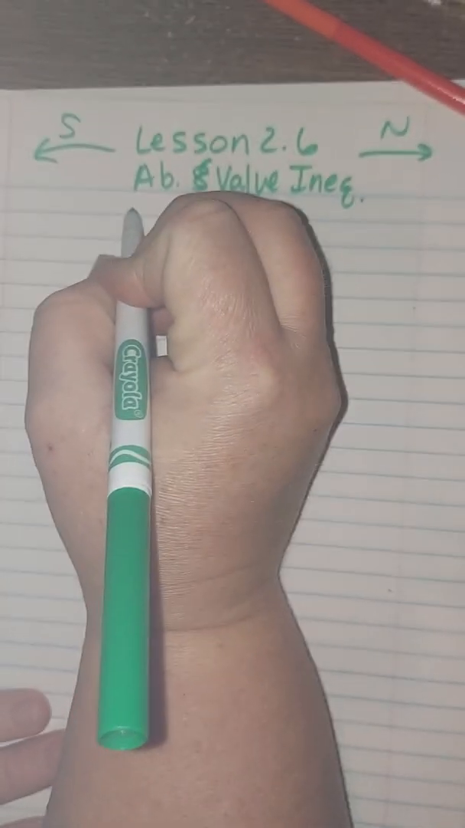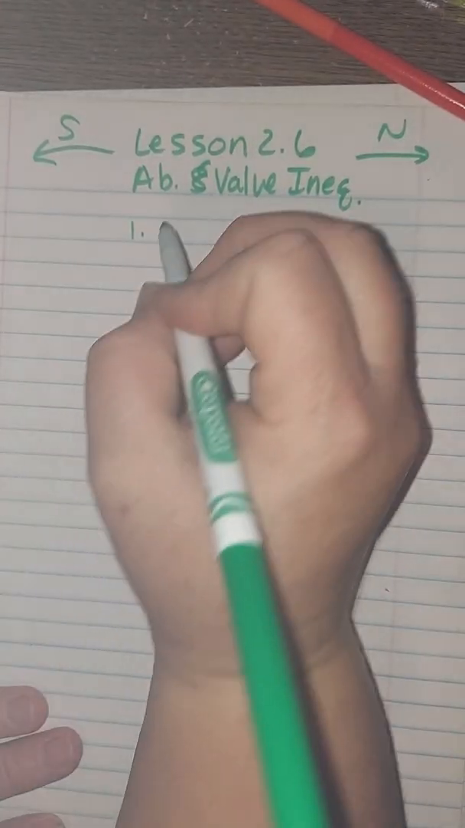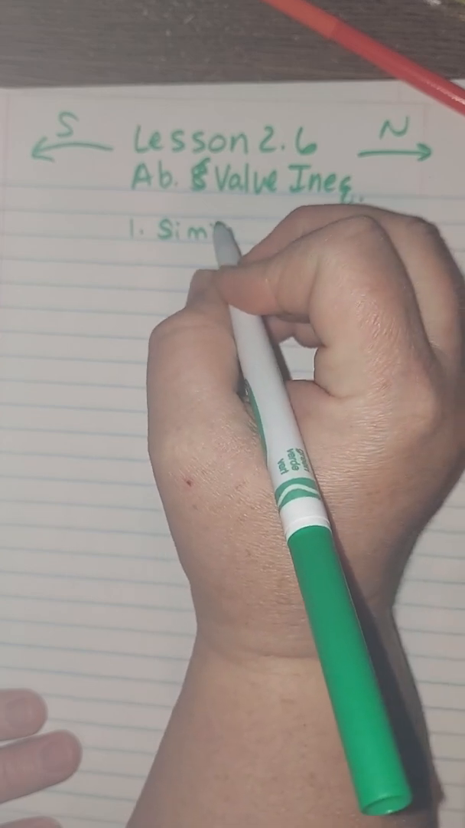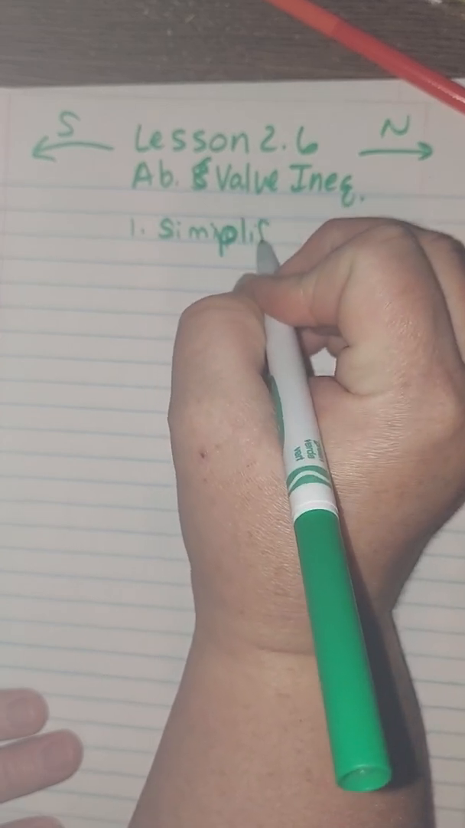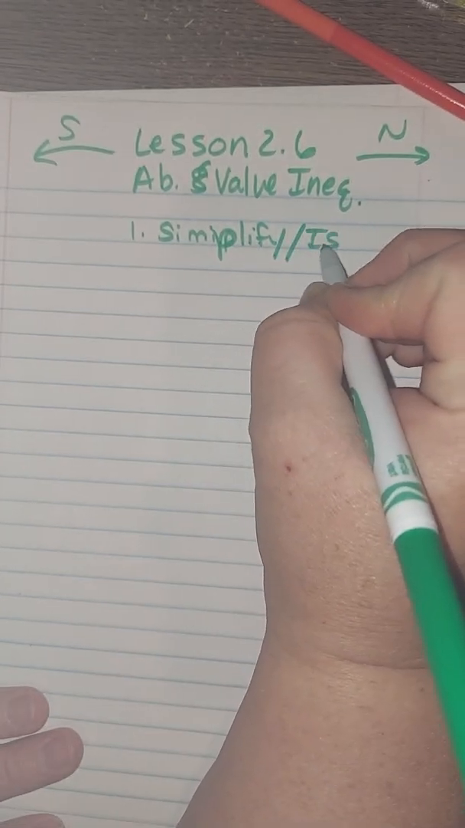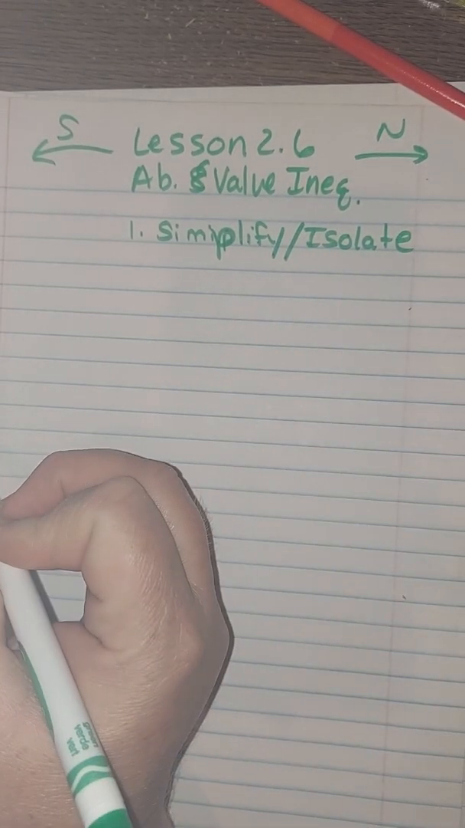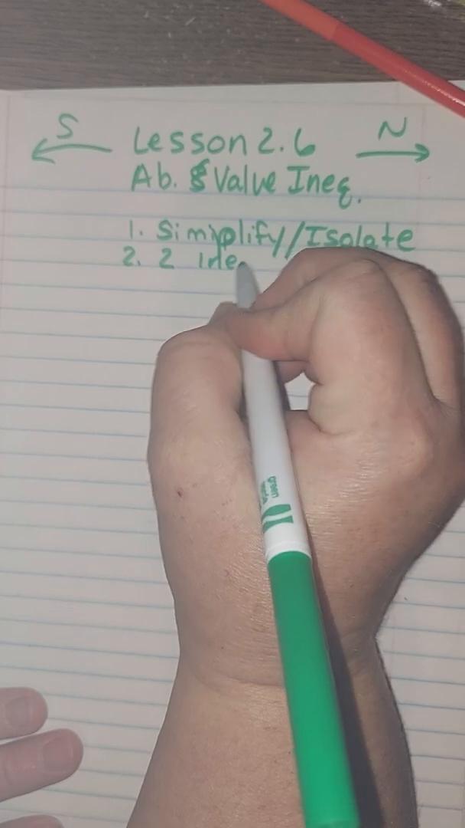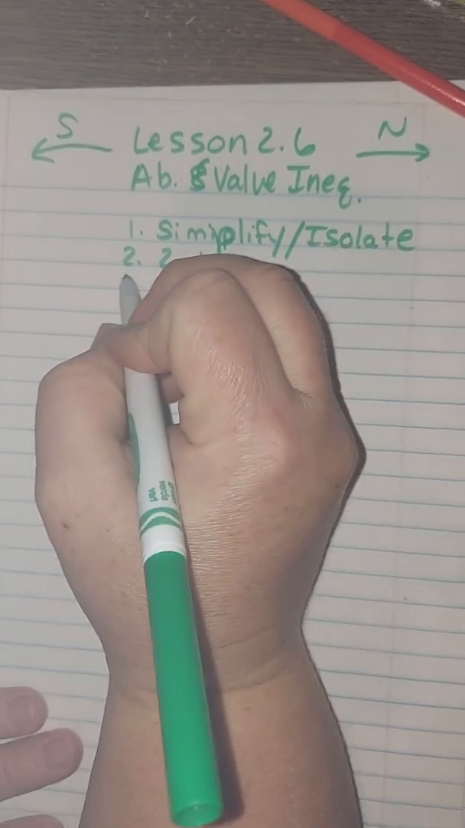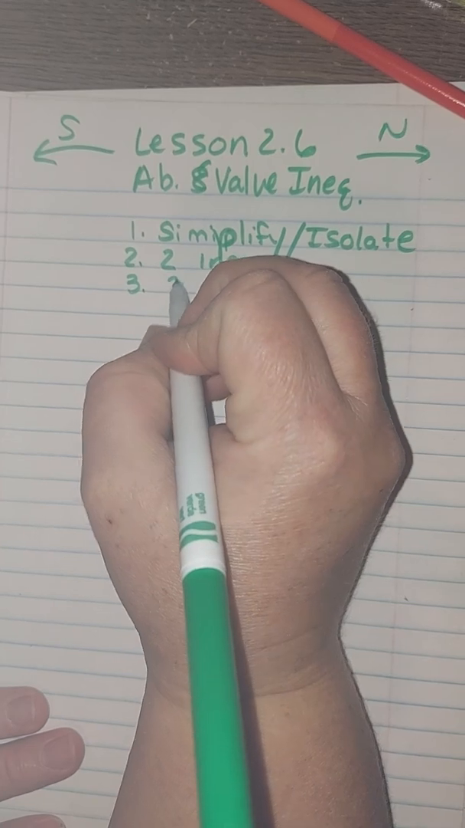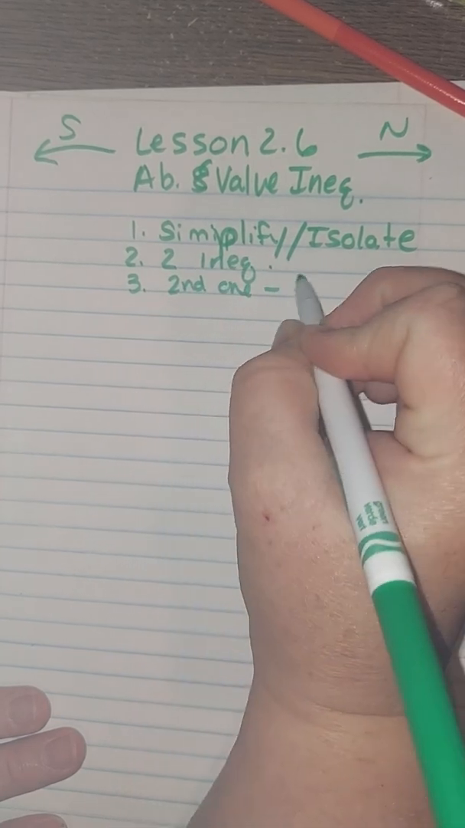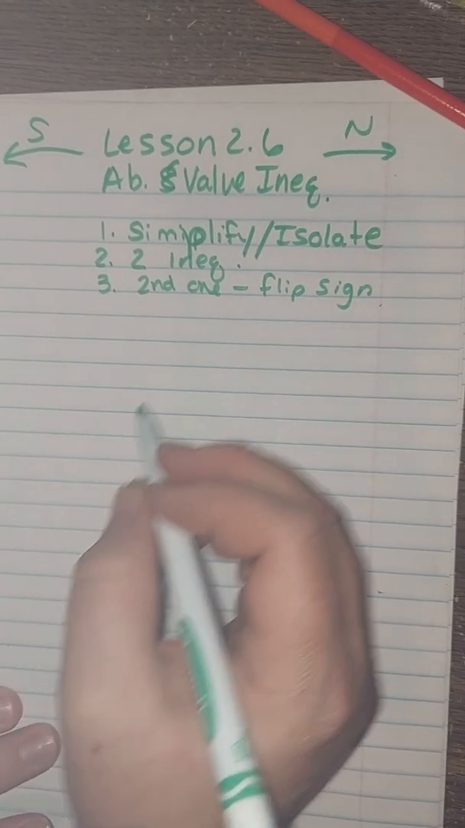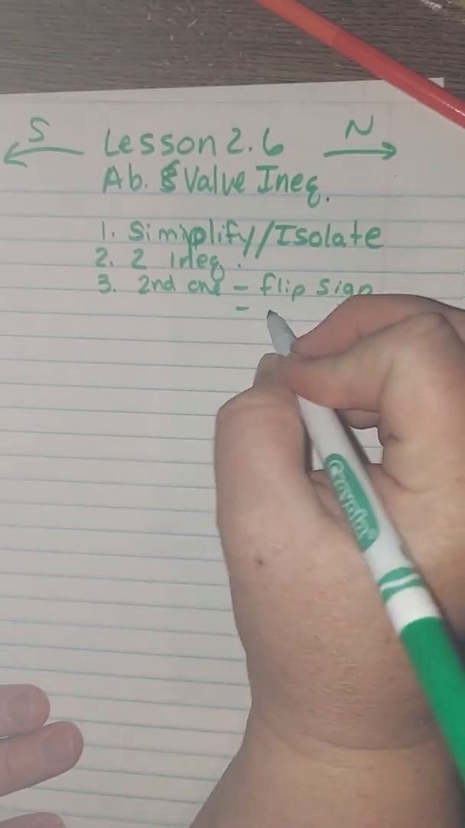So, kind of a checklist. Number one, you're always going to want to simplify. Why do I always spell simplify wrong? Simplify: isolate the absolute value. Step 2, write two inequalities. Step 3, when you write your second one, when you flip, you also have to flip the sign. So one is what you see is what you get, and the other you have to flip the sign.